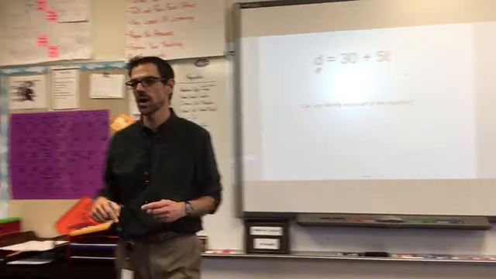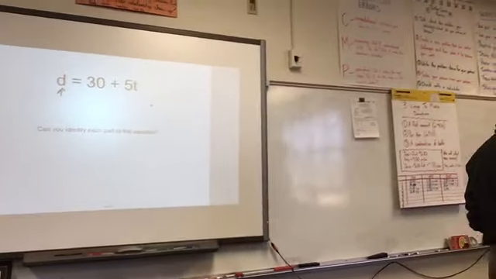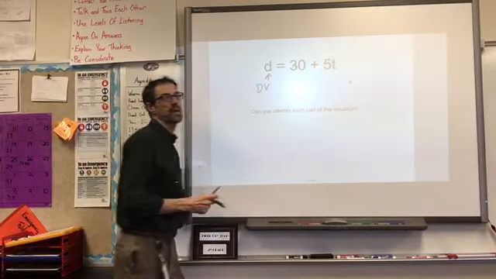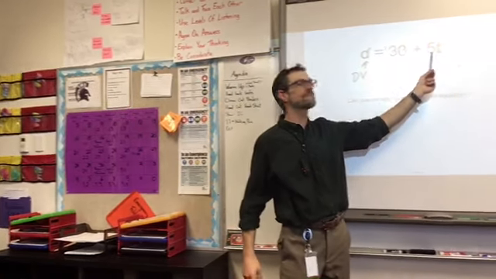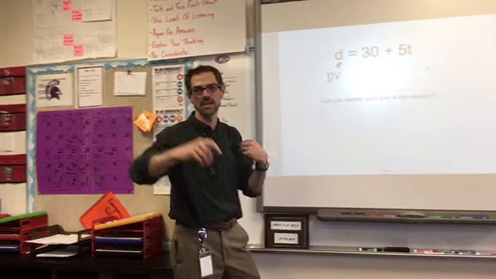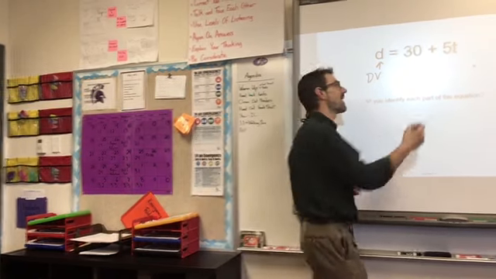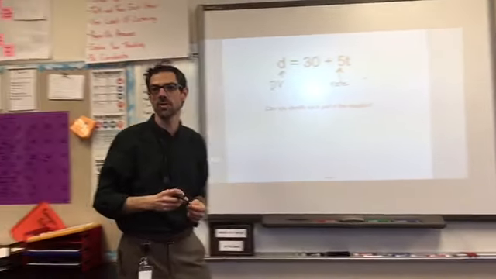What's the D? Talk to your partner. What variable is this? So here, Brianna said D is the dependent variable. I said it too. What is the 5? Julian, what's the 5? Close, not quite. 5 is the rate. This is my rate.